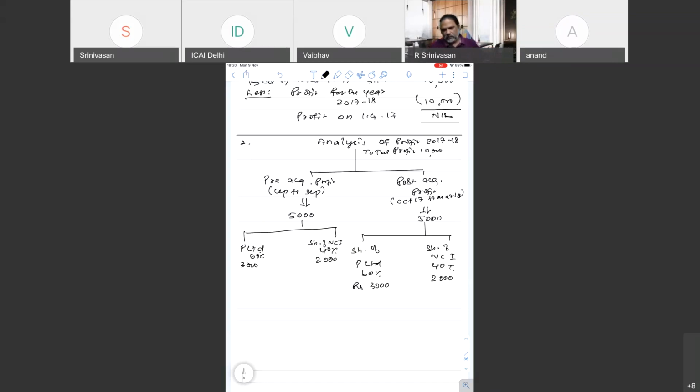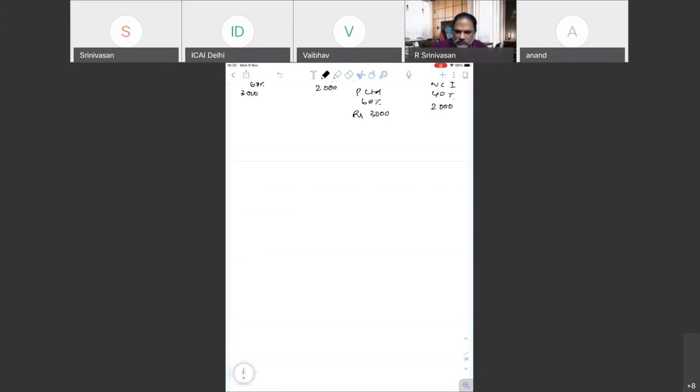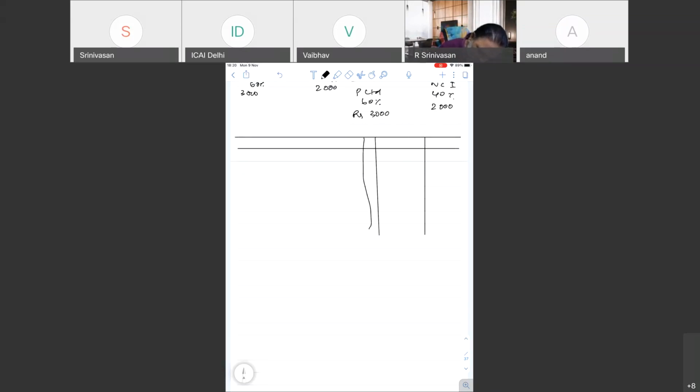Okay, we got it. Now we have to find out what is goodwill. Is there any goodwill? Or what is the gain on bargain purchase? So what is the acquisition date? What entry we pass? On the date of acquisition we pass the entry: net asset account debit to non-controlling interest. This they have given already 12,000 and to consideration.